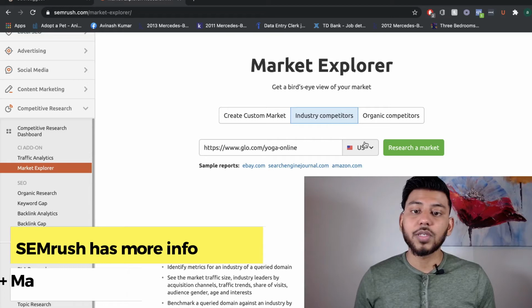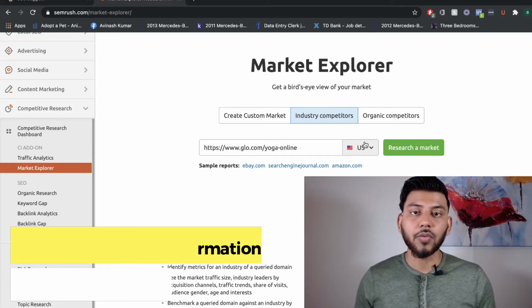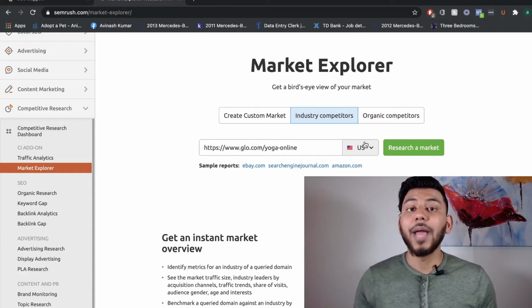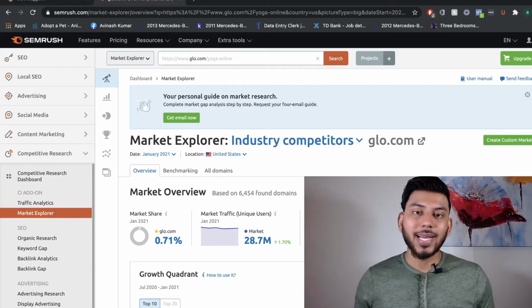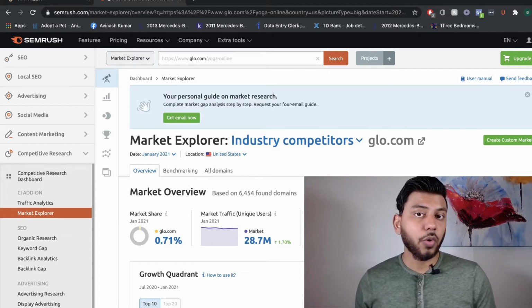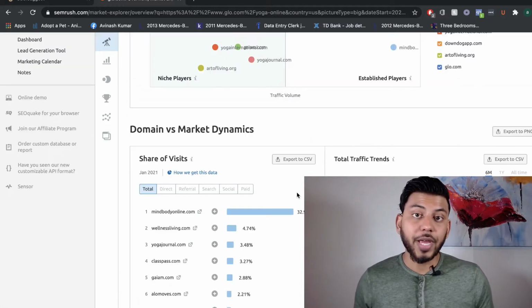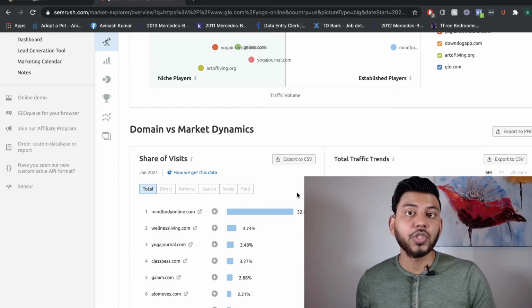One of these tools is called the Market Explorer. So all you need to do is put the URL for any of your competitors and then click research. Once you do this, you'll be able to see a snapshot of the overall market for whatever your course or your coaching topic is on. You're able to see which domain on the internet is getting the most traffic for your course or your coaching topic.